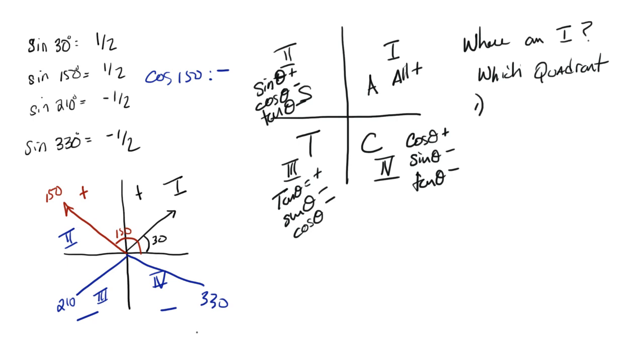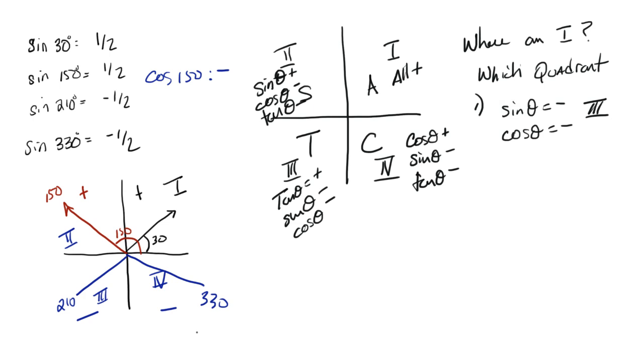Ready? Sine of theta is negative. That's not how you write that. Let's try it again. Sine theta is negative. Cosine theta is negative. Where am I? Look at the chart. Sine and cosine are both negative. You must be in quadrant 3.